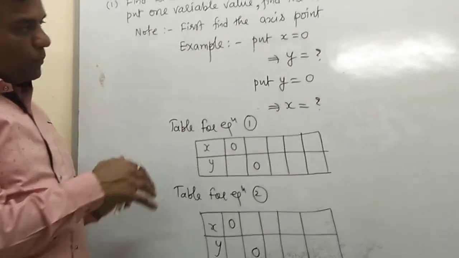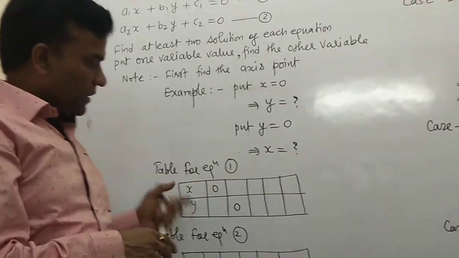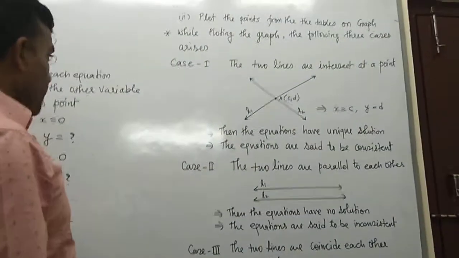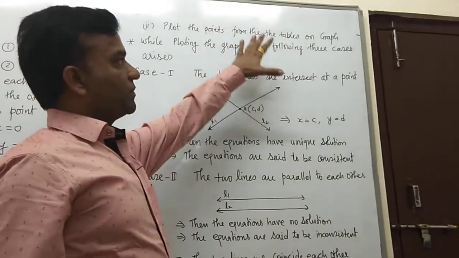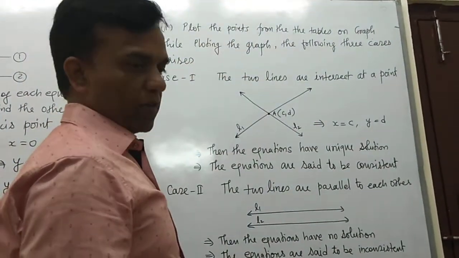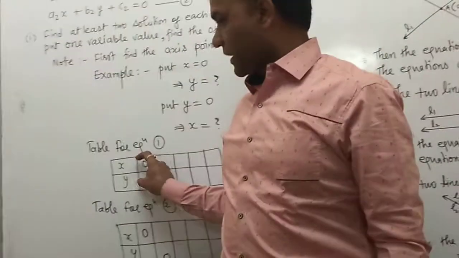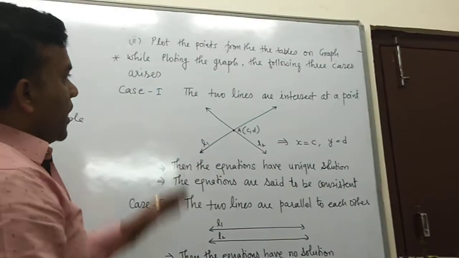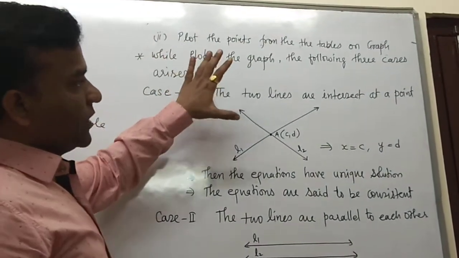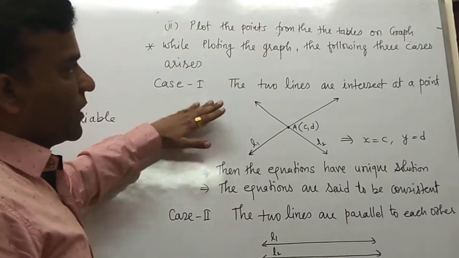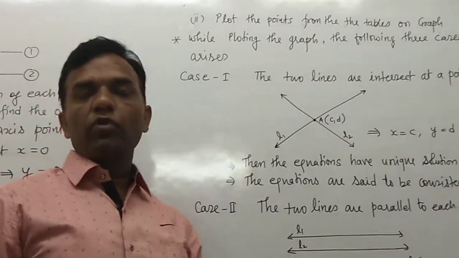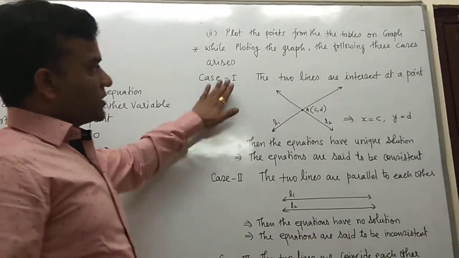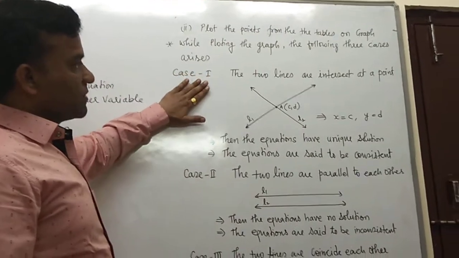After getting the points, the second step is to plot all the points from the table on the graph paper. You take out the points x and y and plot them on the graph. While plotting, the following 3 cases arise, because you have 2 equations. So how many possibilities are there? First we describe the possibilities. Here we have 3 cases.